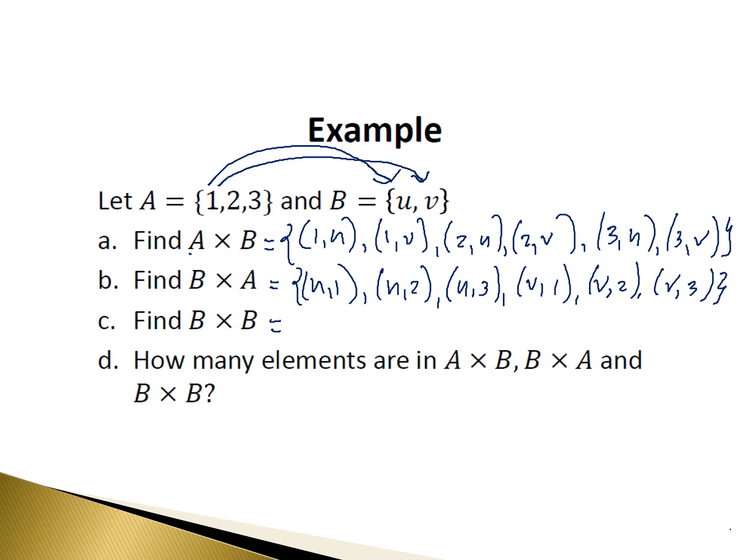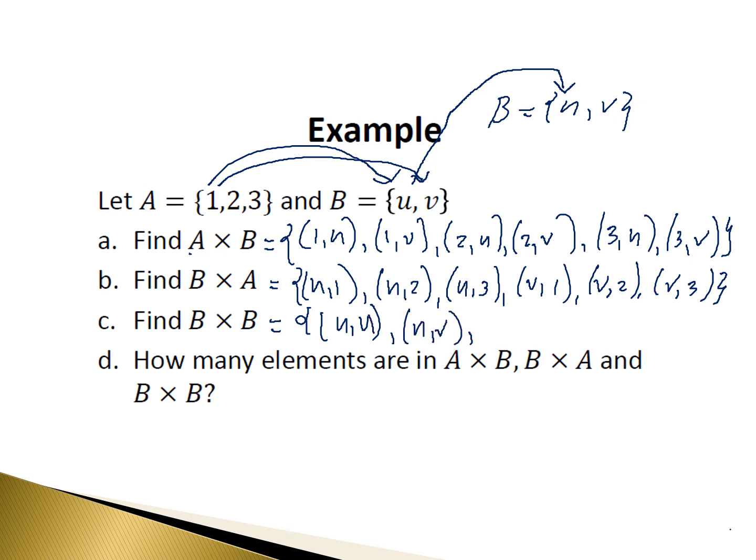So next we have B cross B. So B cross B means you have the same B. B is {u, v}, so B crossed with another B. You will have here uu. Then we have uv. And then we have vu. And then we have vv.